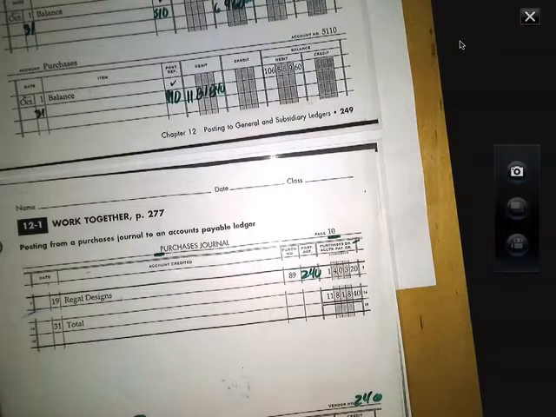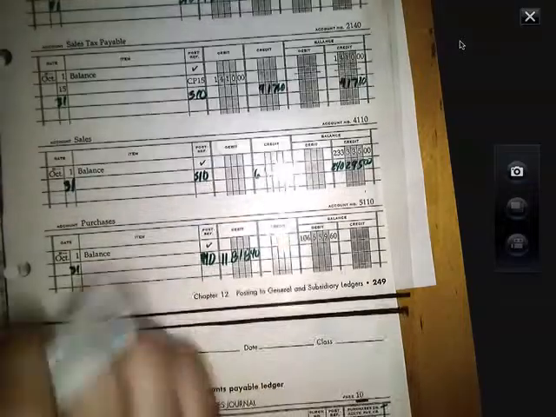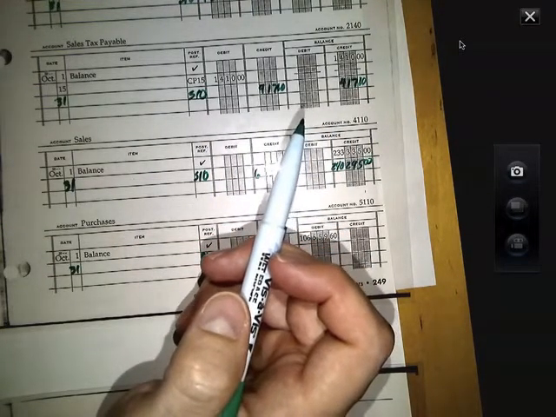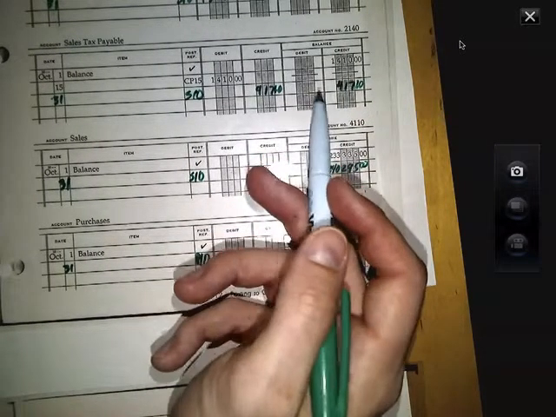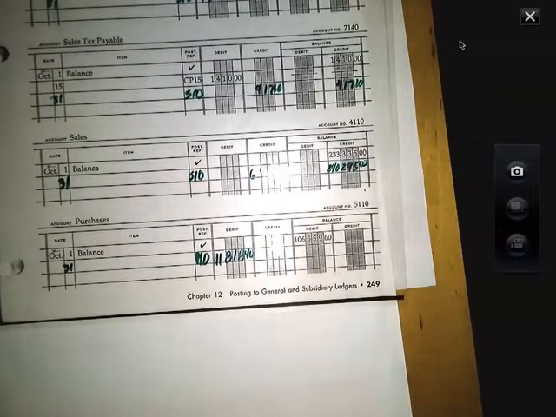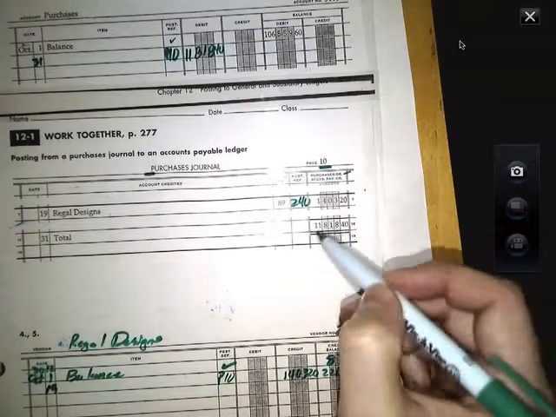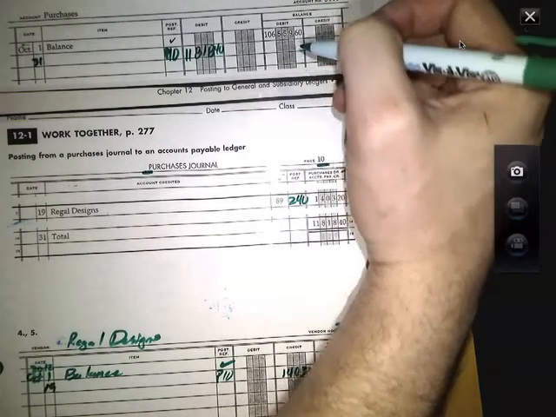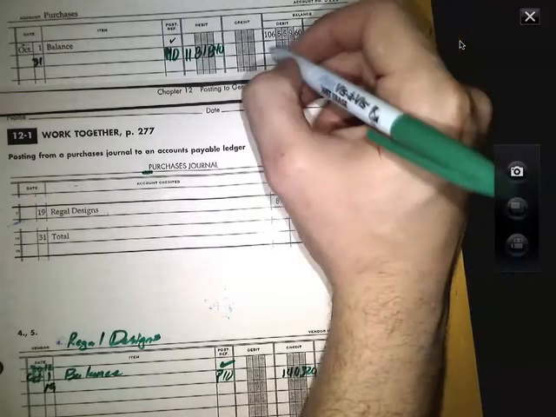So our new purchases balance is 118,378. Can we go back to sales tax? Is it 417.60? And purchases is at the bottom, on 12.1. So 11,818.40. We add that together and get 118,378.